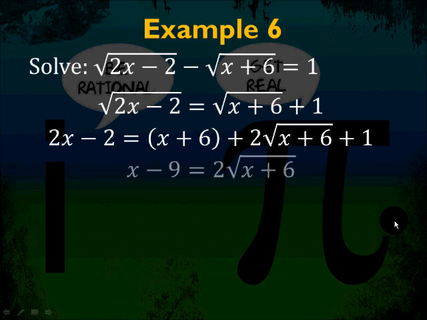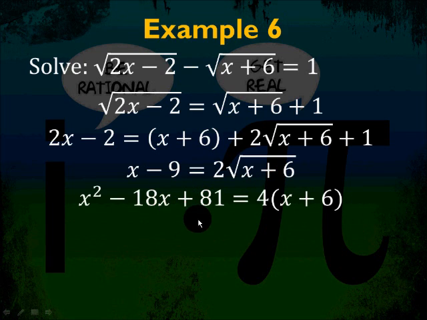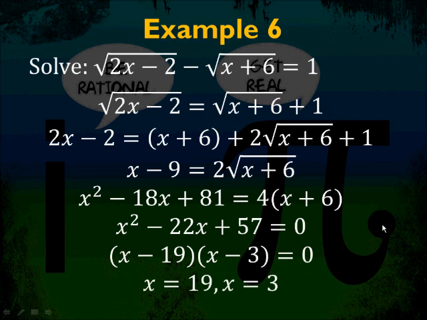Alright, let's continue. Well, now look what we have. We have another radical, so again we have to do it again. So isolate the radical, and now let's square both sides. So now you have x squared minus 18x plus 81 equals 4 times x plus 6. So now we solve for x. You're going to have to factor, and you get x is 19 or 3.